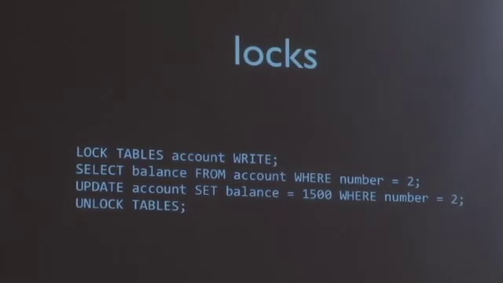If they read, fine, whatever, but writes are the dangerous ones because they can change the state of the refrigerator. Next, I do select balance from account where number is 2. So account number is 2. Give me account number 2's account balance, and then go ahead and update the account, setting the balance equal to 1500 where number equals 2, then unlock tables.